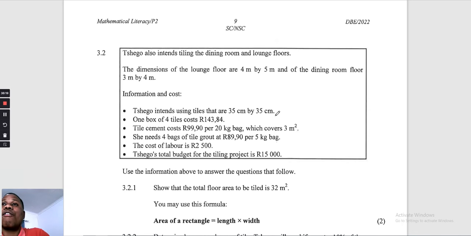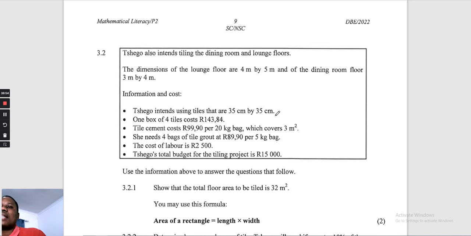One box of 4 tiles. That means one box is going to have 4 tiles. Okay. Cost 143 rand 84 cents. The tile cement costs 99 rand 90 cents per 20 kilogram bag, which covers 3 meters squared. Then they say she needs 4 bags of tile grout at 89 rand 90 per 5 kilogram bag.